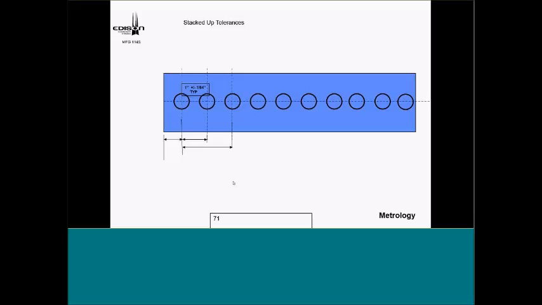Okay, are there any questions on the tolerances or fits? Or I could say, what questions do you have? I'm good here. You're doing the same thing I'm doing. Good. So.